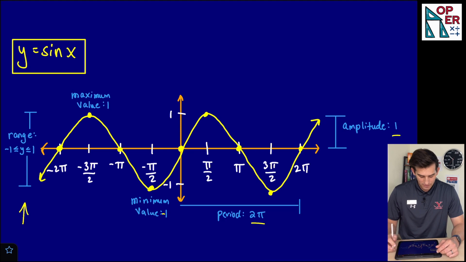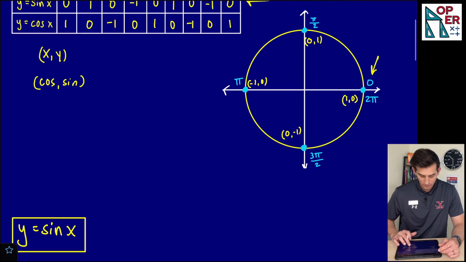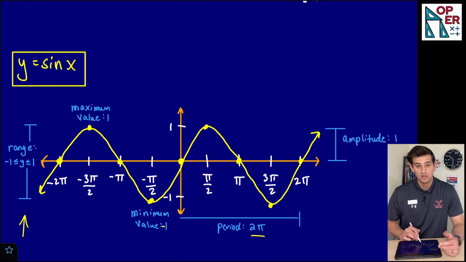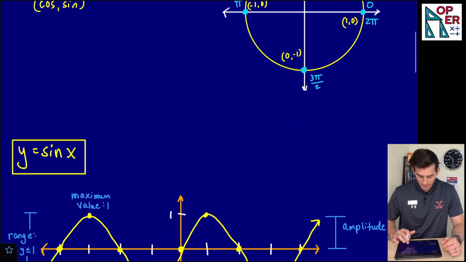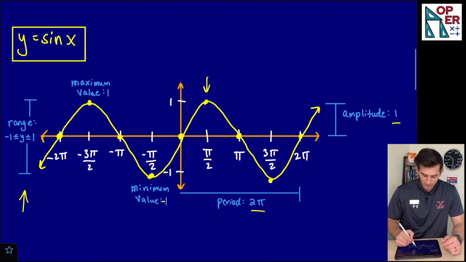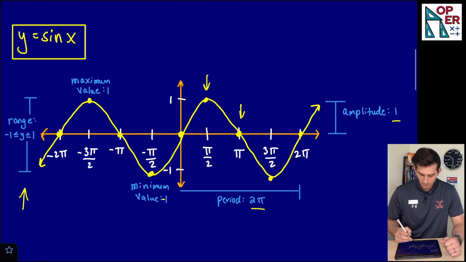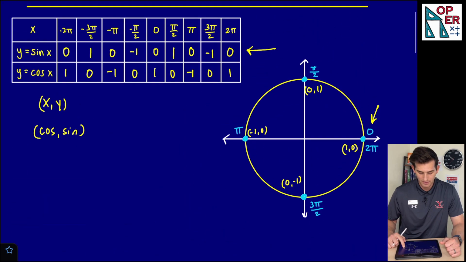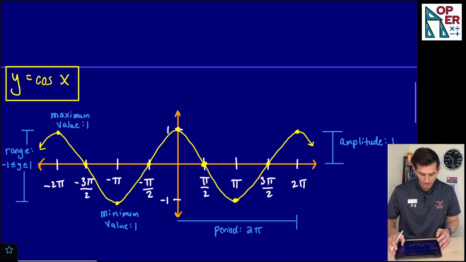So just to verify these points are in the correct location, we said that when x was 0, y was 0, so we see our point going through the origin. Pi over 2 was 1, pi was 0, so pi over 2 is 1, pi is 0. 3 pi over 2 was negative 1, which would be right there, and 2 pi would be 0, which is right there, okay? And so that's what our sine function would look like. And so now let's go down and let's take a look at cosine.